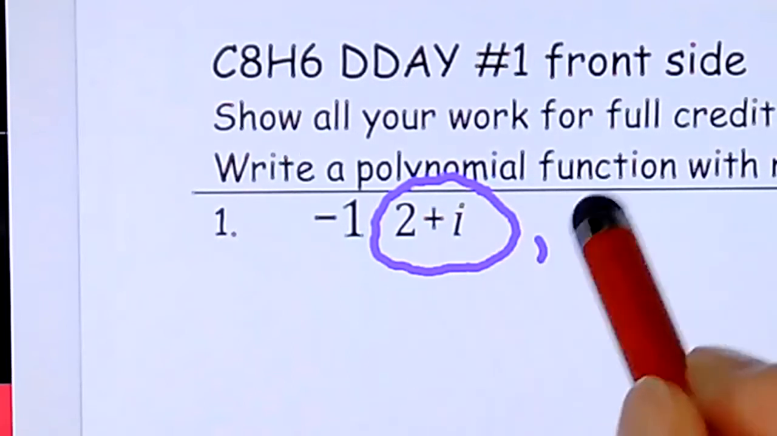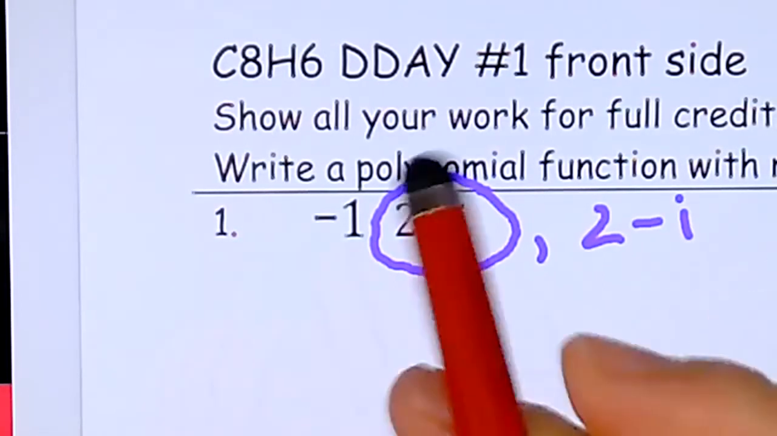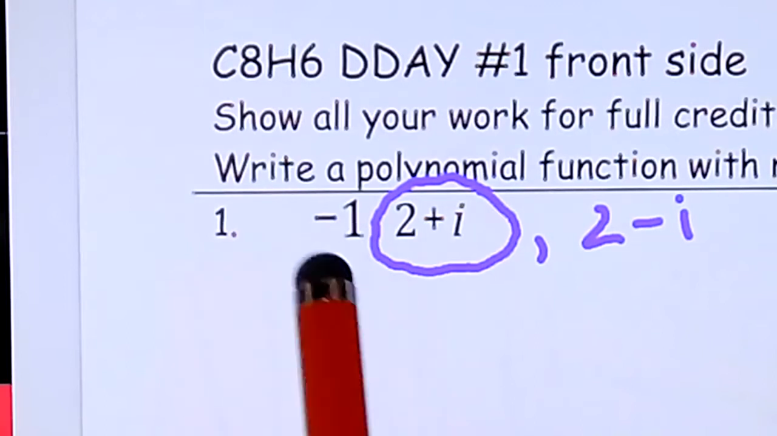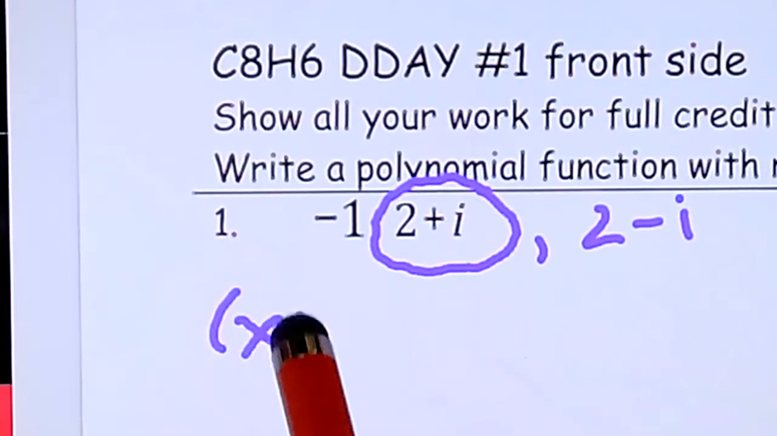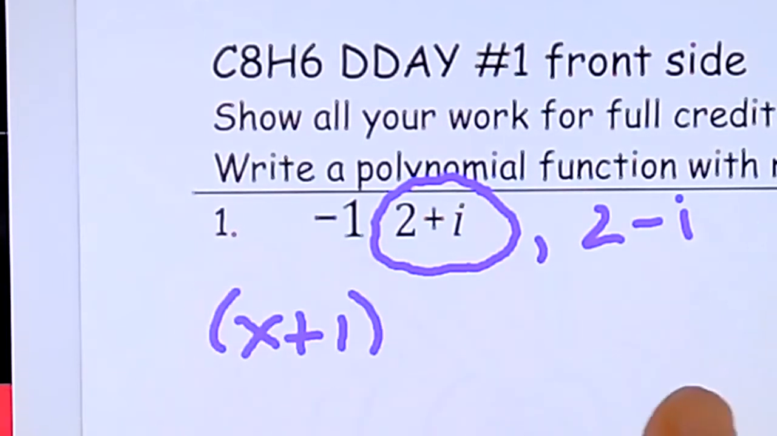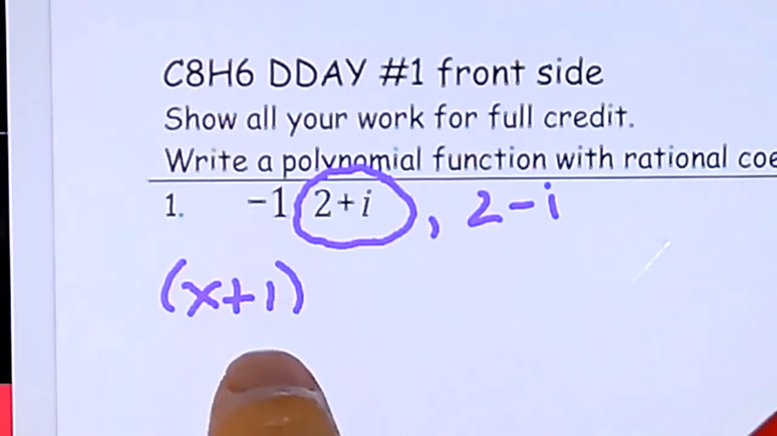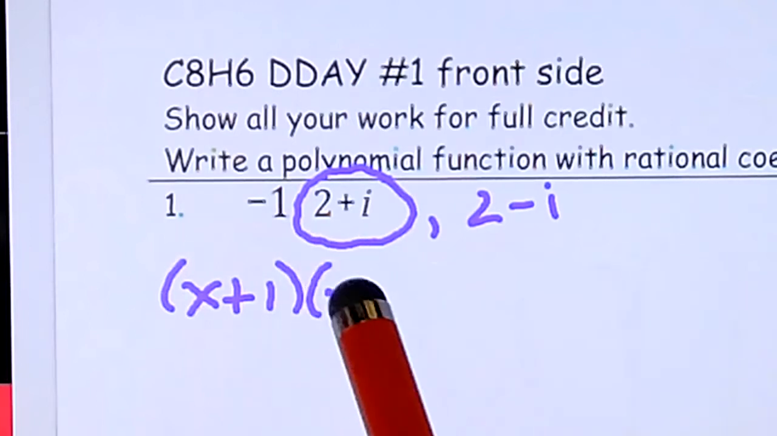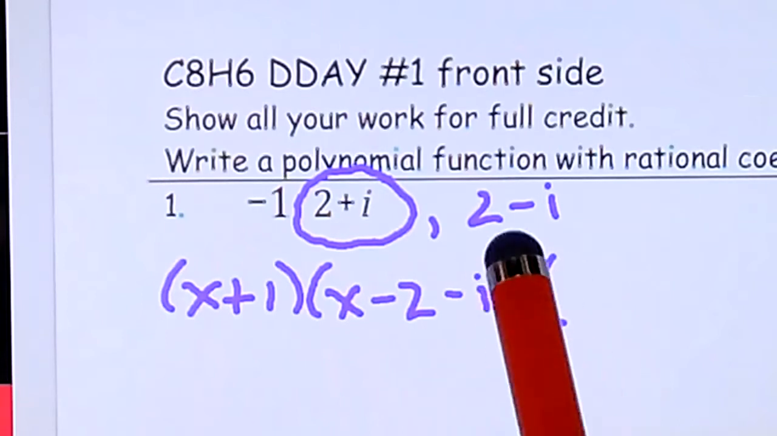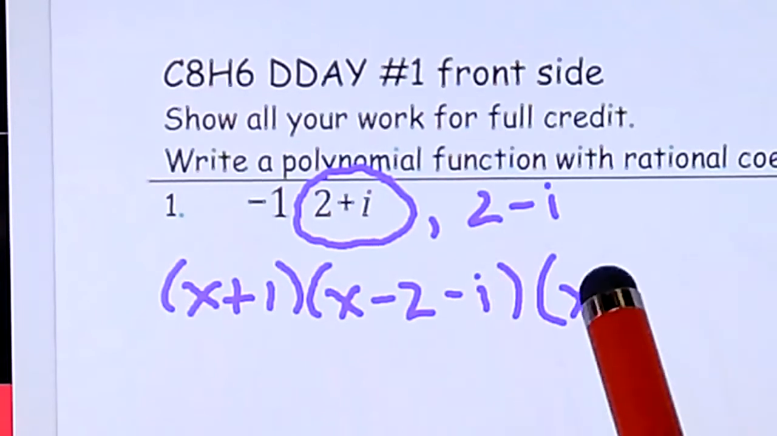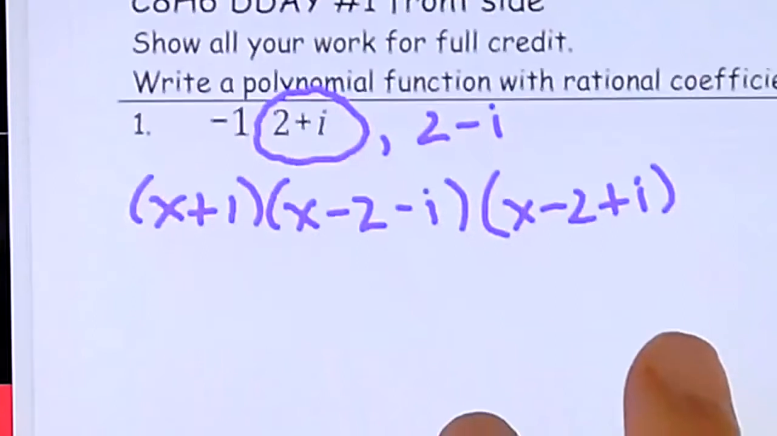So another answer is 2 minus i. Okay, all three of these are going to be the roots that we're looking at. For each of these, it's basically what factor did this come from? That -1 came from an x plus 1, because a -1 would make this 0. Whatever is the opposite of that, that's what goes here. So since this is a 2 plus i, this is going to be an x, and the opposite of a 2 plus i is a -2 minus i. And the opposite of a 2 minus i is a -2 plus i. And then we're going to multiply this.